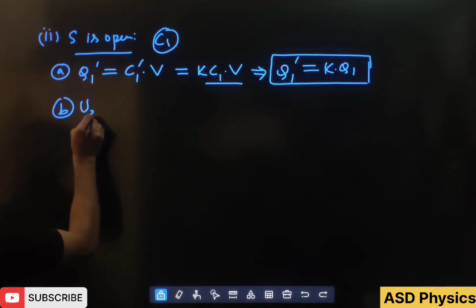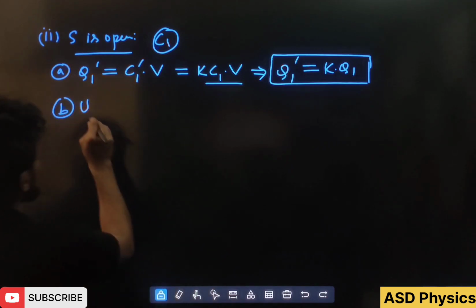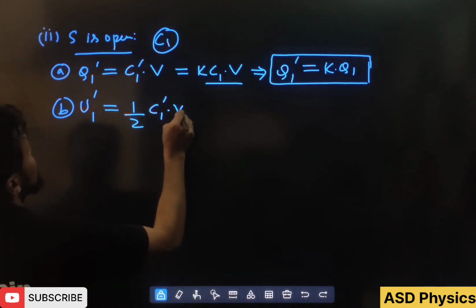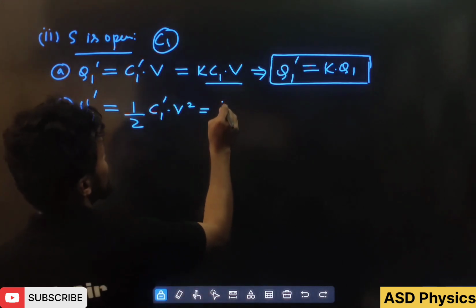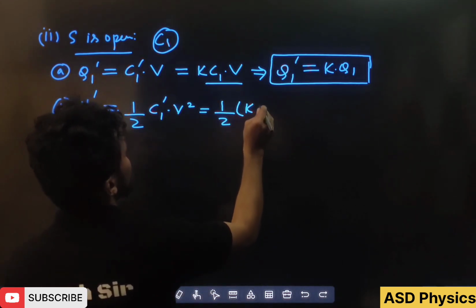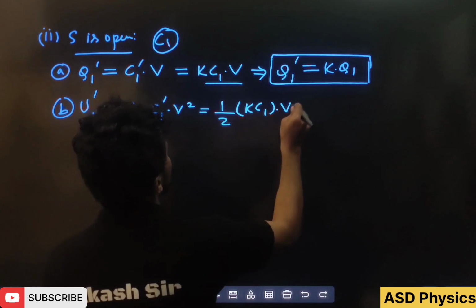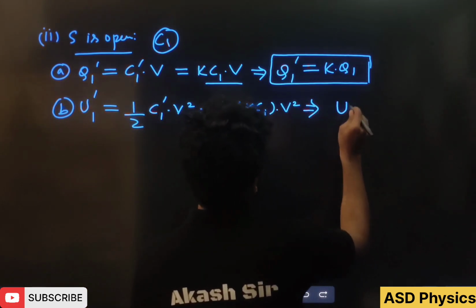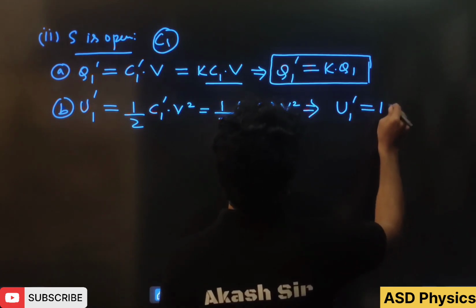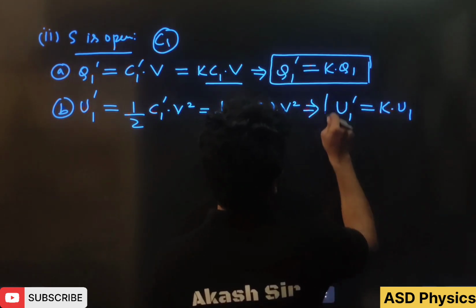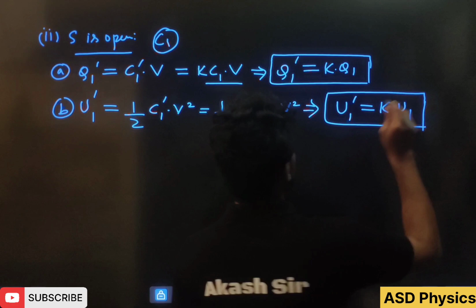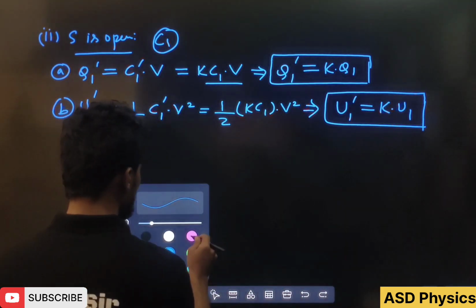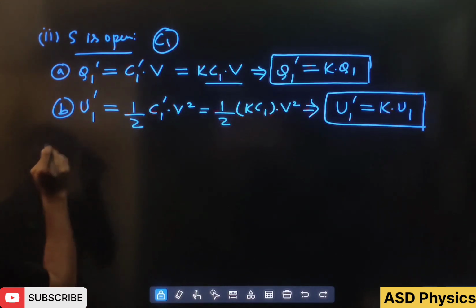Second one, students, if I talk about the energy, now U1 dash, what to write here? Half C1 dash V square. The battery is connected only. So half, it will become K C1 into V square, and half C1 V square is anyhow U1 only. That means if I talk about this energy, this U1 dash will be K U1. And I think this is very common when the battery is always connected to the capacitor.